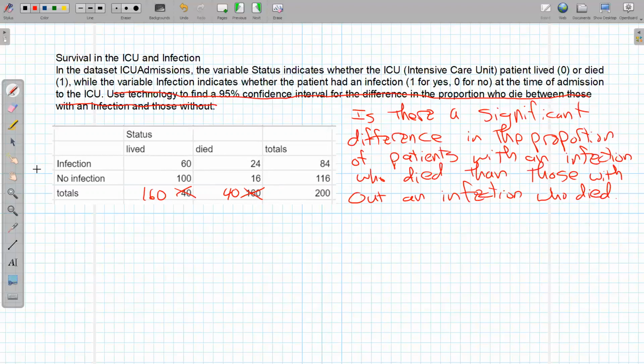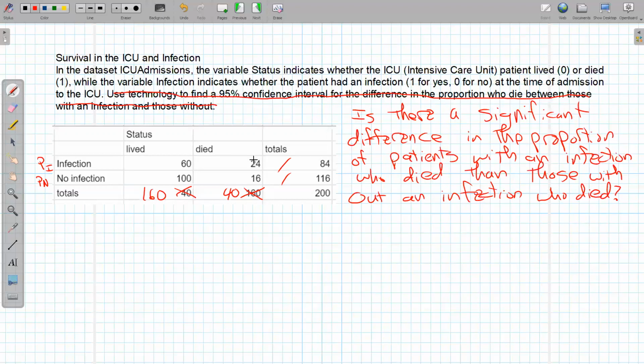So again, our two populations here, this one right here, I was calling P proportion with an infection, and that is the 24/84. And then this is the proportion with no infection, and that would be the 16 divided by 116. So a couple other things here.